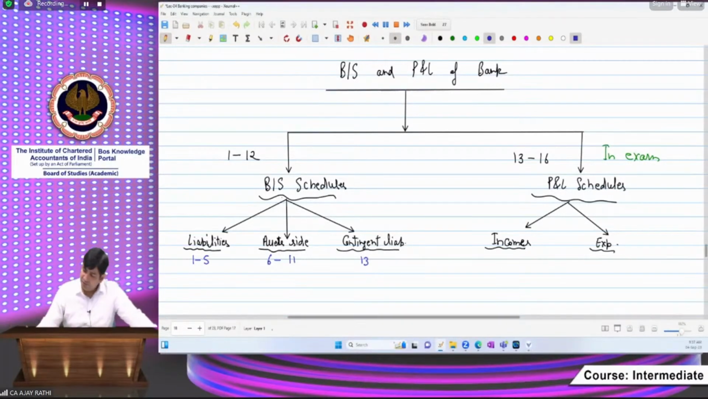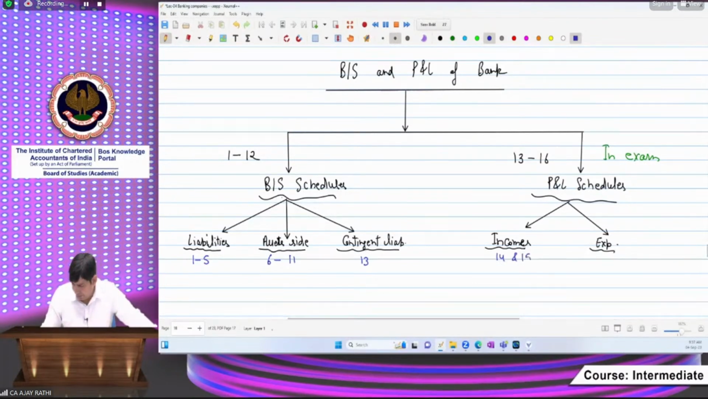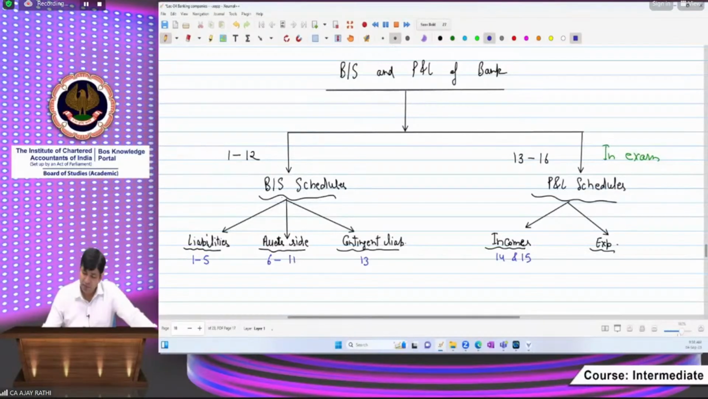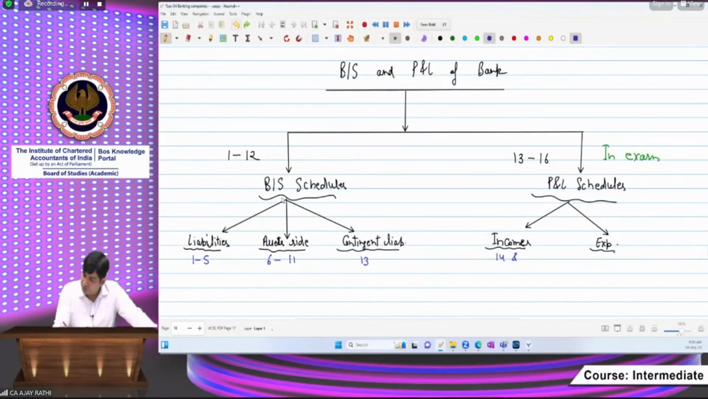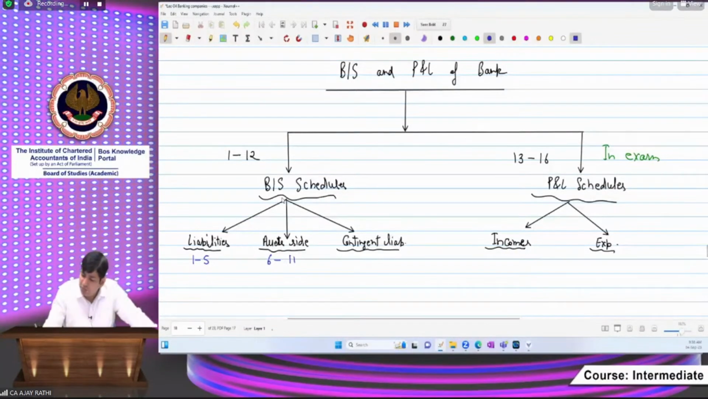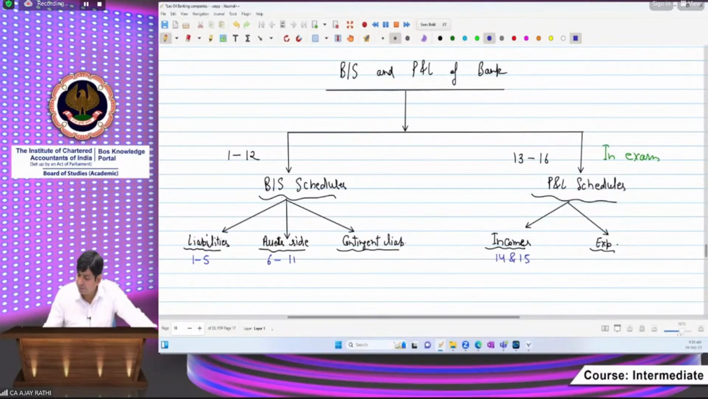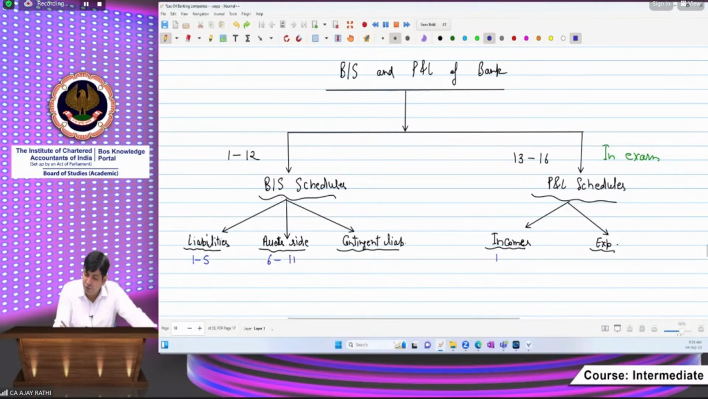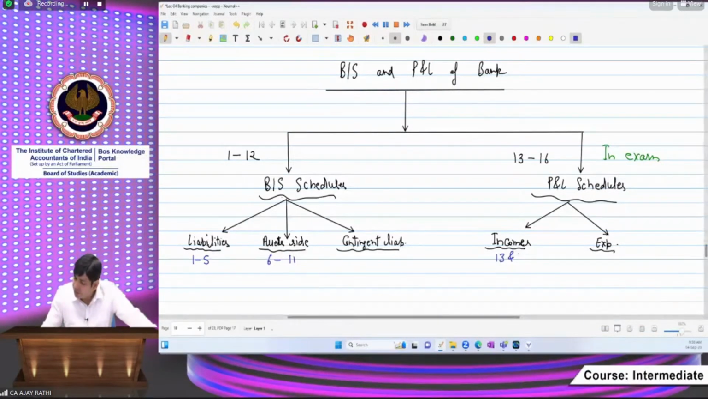After 13, we shall have 14 and 15 in the income side. Sorry, 13 and 14. There is no schedule number assigned for contingent liabilities, I'm sorry. The 13 and 14 are for income, and 15 and 16 are for expenses. These are the total schedules, and those have been assigned to a particular head.